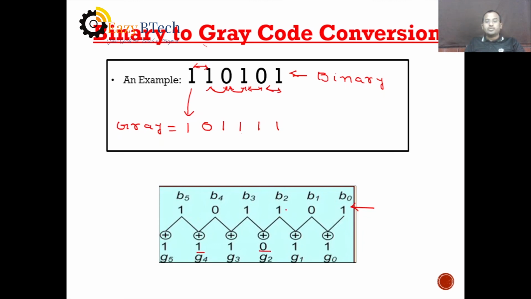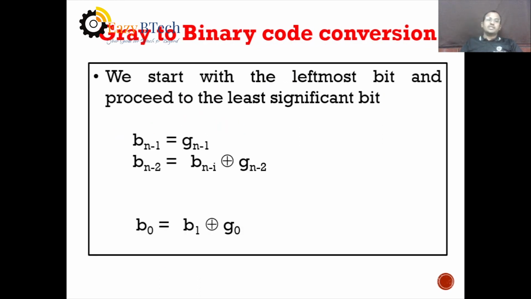Again, for the next position we take modulo sum between 1 and 0, the result is 1. Again, for the next position we take modulo sum between 0 and 1, the result is 1. So this is how to convert from binary to gray code. Right? So next we will see how to get the binary code from gray code.